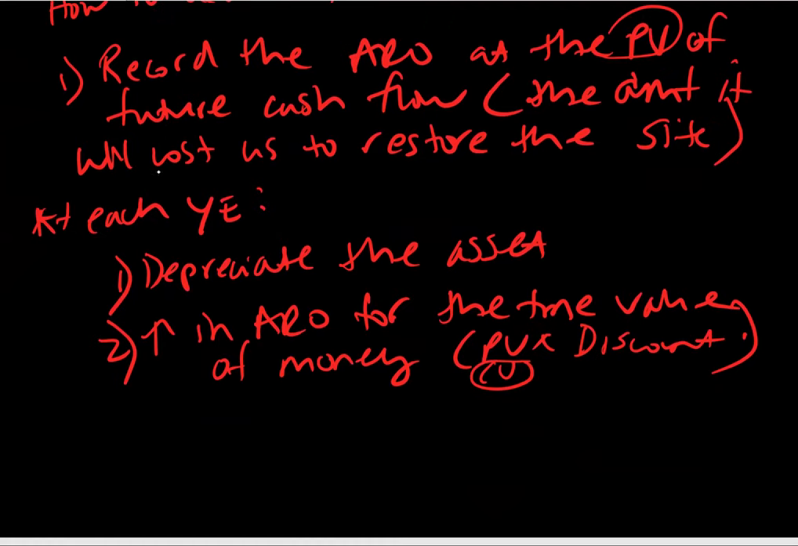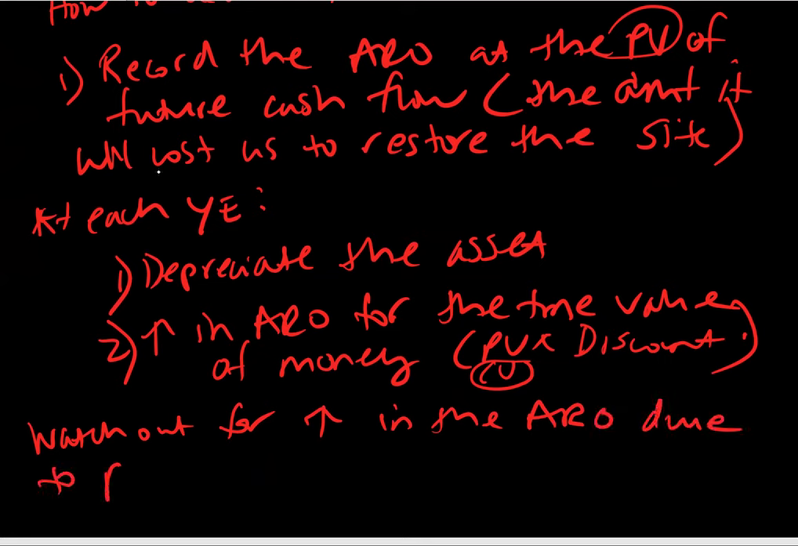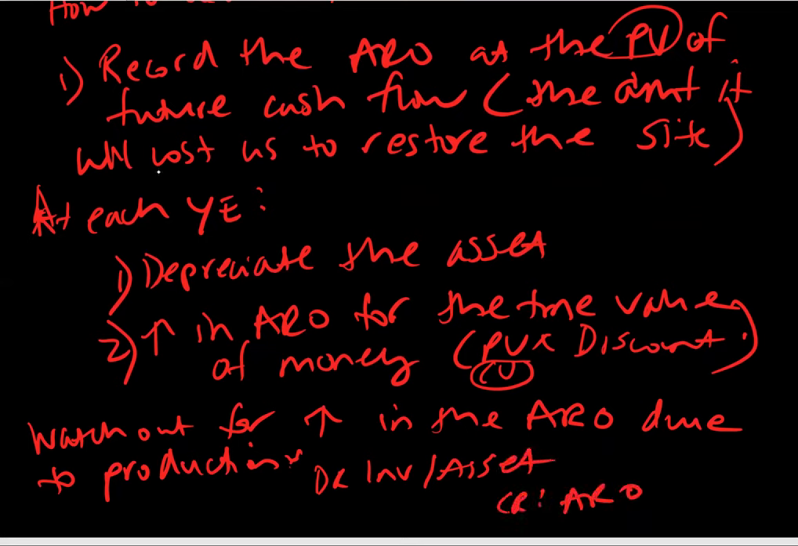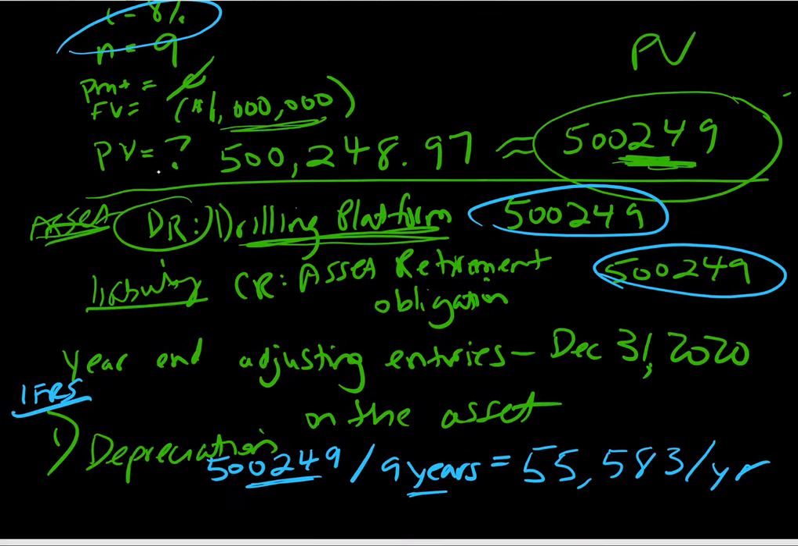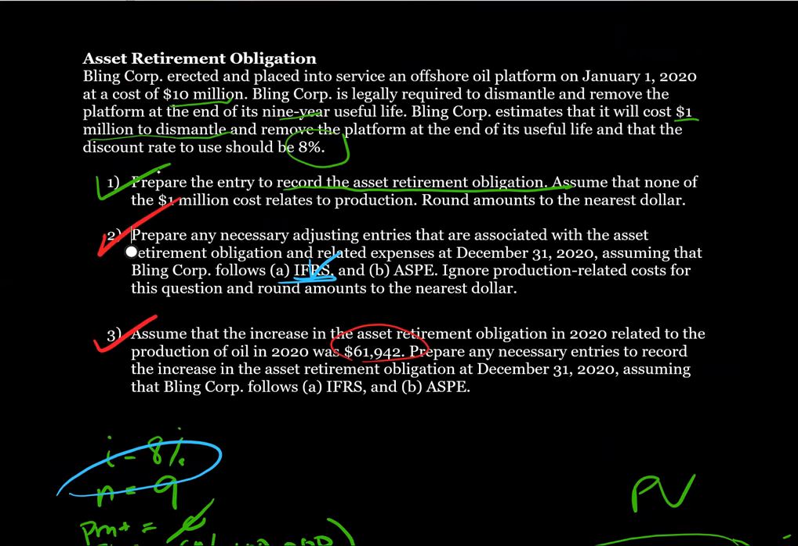Okay, and then we also need to watch out for increases in the ARO due to production. So you have to be given this information to record the increase in the ARO due to production, because the increase in the ARO that we're expecting is due to the time value of money. But if the production exceeds our initial expectation, we'll need to also increase the ARO. And that's simply going to be debit inventory or asset, depending on whether it's IFRS or ASPE, and credit the ARO. Of course, whenever we're increasing the ARO, we're crediting it. So that takes us through the conclusion of part three of this question. And hopefully that gives you a good overview of accounting for an asset retirement obligation.